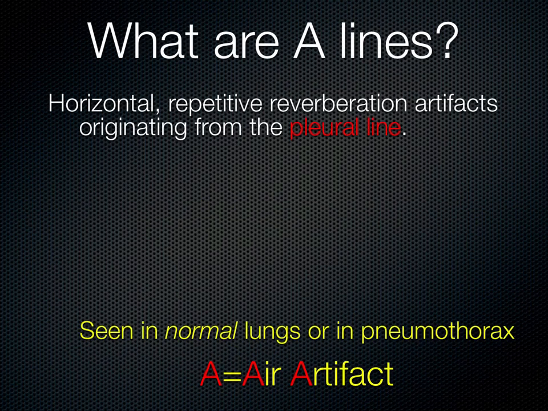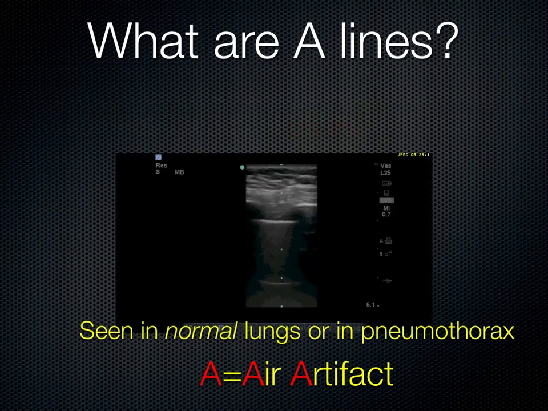What are A lines? A lines are horizontal artifacts that represent reverberations originating from the pleural line. And we'll explain a little bit more about what that means. But A lines represent air, so you can see this in either normal lungs or in pneumothorax situations, because when the ultrasound beam reaches the pleural line and there's air on the other side of the pleural line, whether it's inside or outside the lung, that beam will be reflected and scattered, reflected somewhat back to the probe. The delay in the reflection back to the probe interprets that delay as depth. And what ends up happening is you get a reflection of that pleural line equidistant.